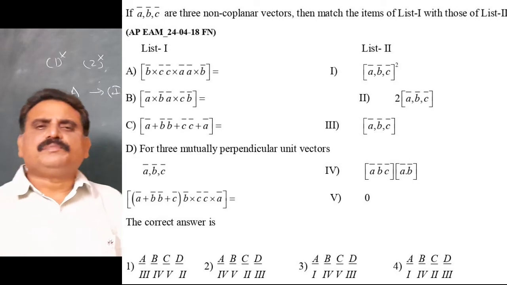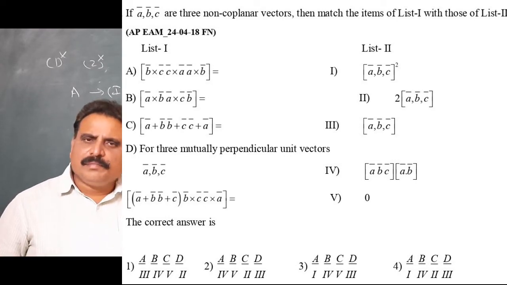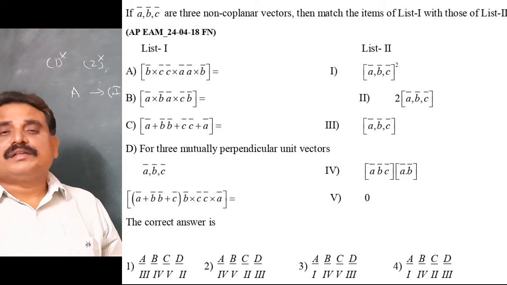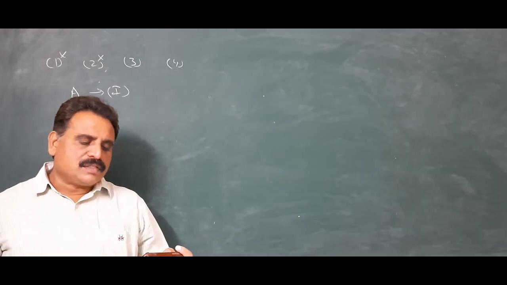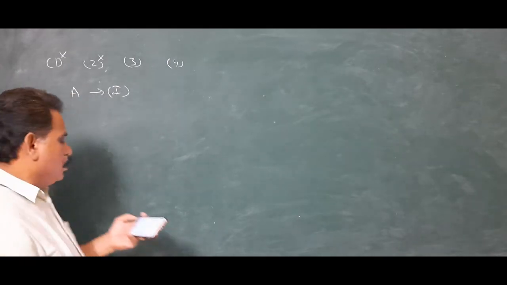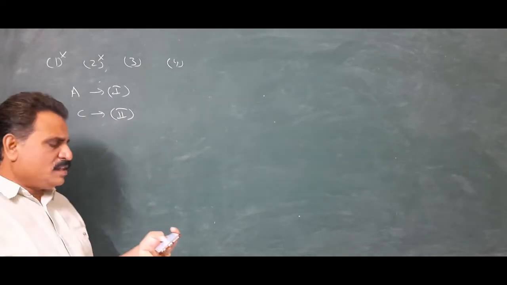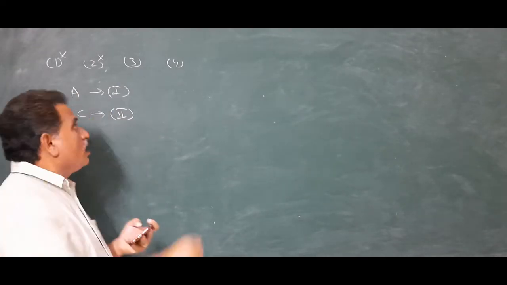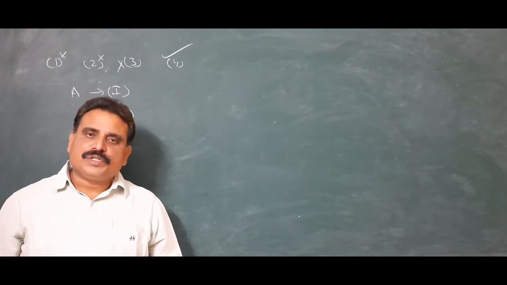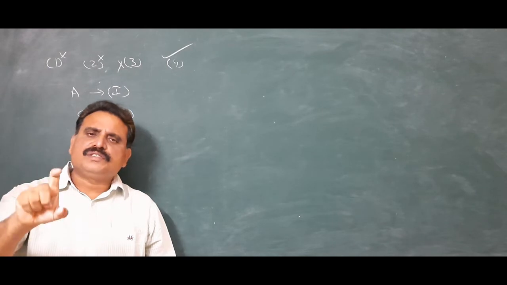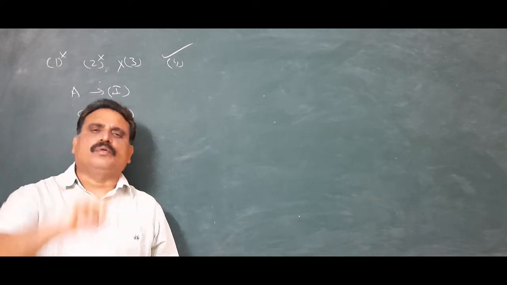C: box A bar plus B bar plus C bar plus A bar box. That is nothing but 2 box A bar, B bar, C bar. That is the standard result. 2 into box A bar, B bar, C bar, that is second. So C joins 2. So which option is correct? C joins 2, third option is wrong and fourth option is correct. So in this type of question, you need not solve all the questions in list 1. Be careful with this. We have to utilize that time for another problem.